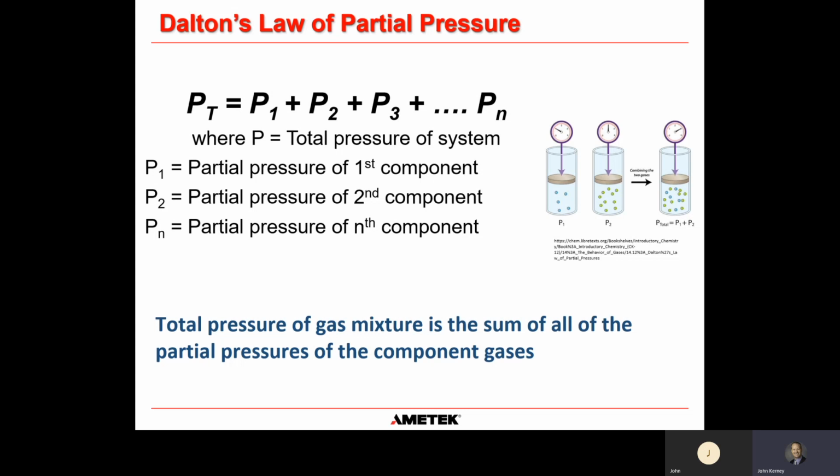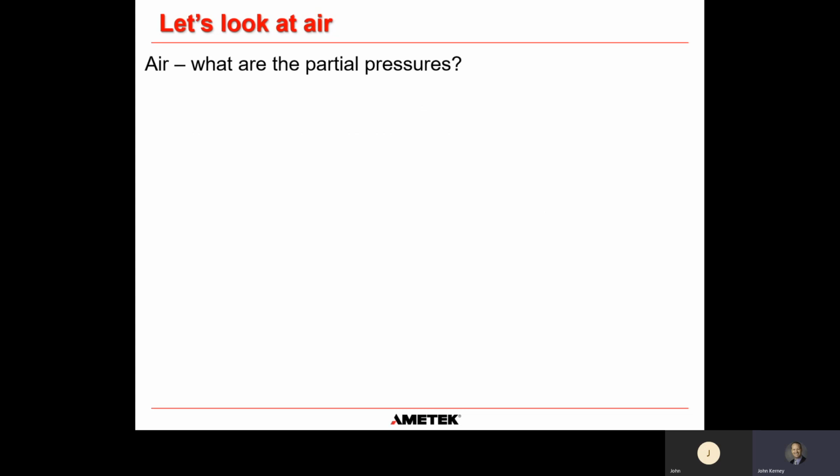The other thing we should touch on briefly is a law called Dalton's law of partial pressure. This gentleman named Dalton discovered that the total pressure of a system is the sum of all the individual partial pressures of each component that make up that system. This is an important principle to understand as we talk about how pressure impacts dew point, ppm, moisture content, and the reading of moisture that we're trying to do. So keep in mind Dalton's law of partial pressure, and let's consider an example to understand this a little better.